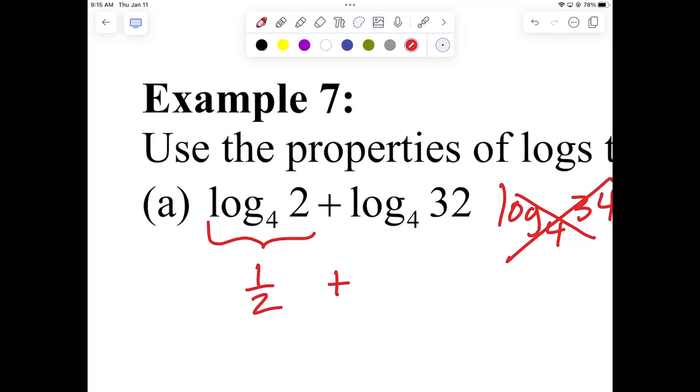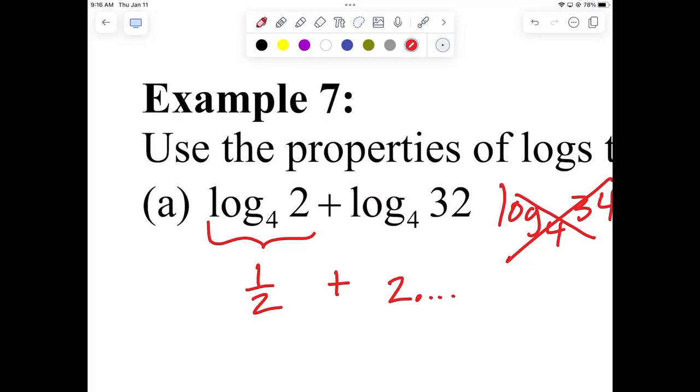4 to the third power is 64. 4 squared is 16, which is too small, right? 4 cubed is 64, which is too big. So log base 4 of 32 is 2 point something, right?